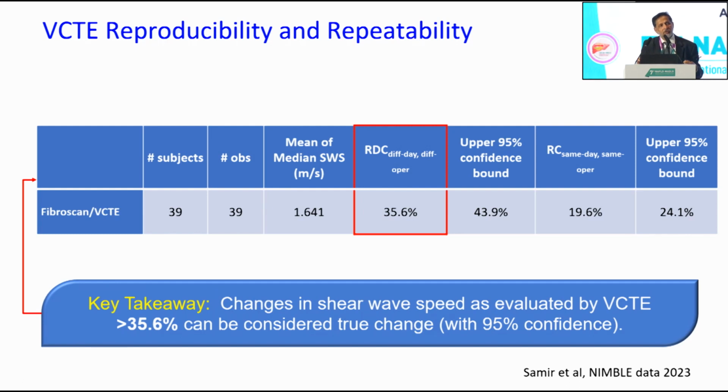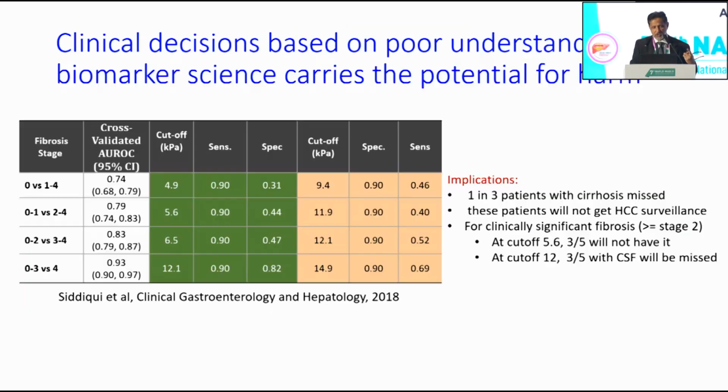So based on this, when you follow people over time, a 30% change is emerging as a significant change because you're rising above the noise. Otherwise, you can never be confident whether the difference is simply because it's a different person doing the test, or did something really change in the patient? Very important second take-home message.